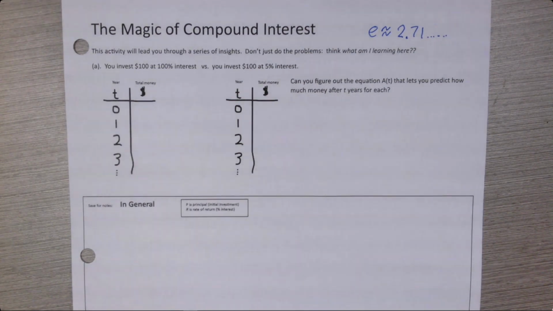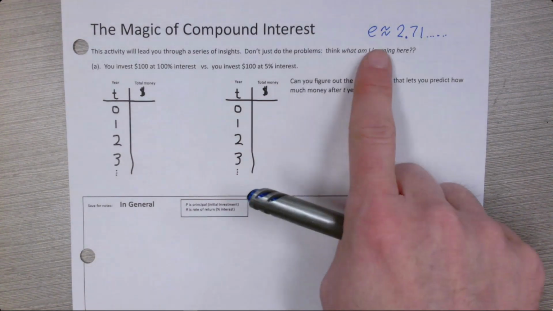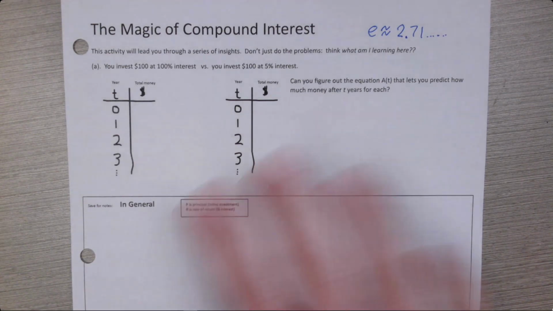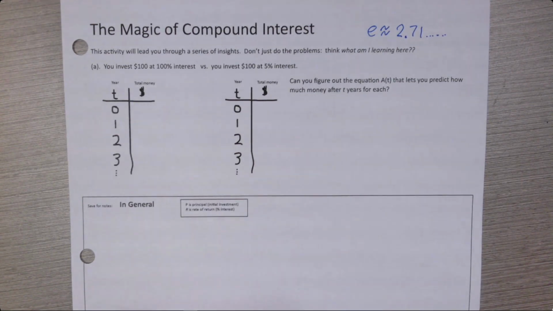Pi isn't just a number, it has a human meaning relating to circles, measurements of circles. E also has a human meaning, and that's part of what we're going to discover by the end. Okay, so let's set the context here. So let's say we're investing money.